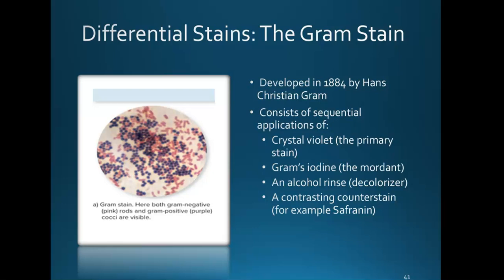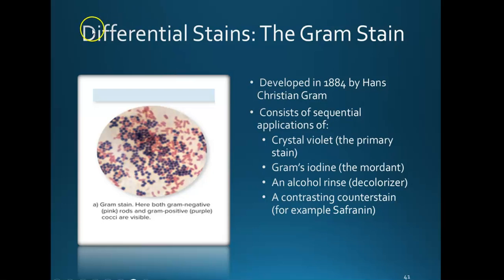Once the decolorizing agent has been applied, then we use the counterstain. In this case, it's safranin, which is a red dye, and that is applied to it. And then it's rinsed again, you blot your slide dry, and then you examine it. So the purple dye, our primary stain of crystal violet, and the iodine combine in the bacteria and cause it to be colored purple. So bacteria that retain this color are classified as gram-positive. The bacteria that lose the purple color after you decolorize it and use the counterstain of the safranin are called gram-negative, and they are a pink color from that safranin.